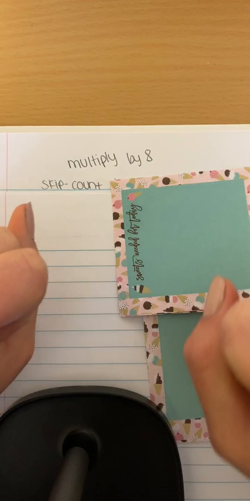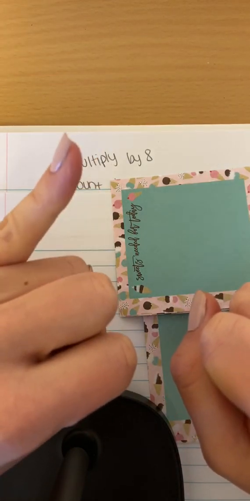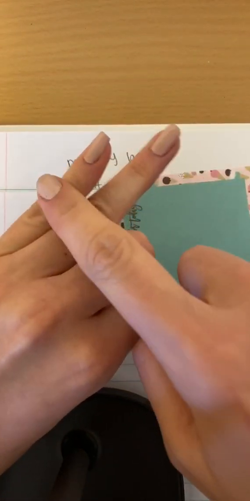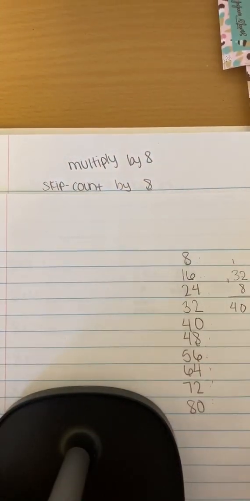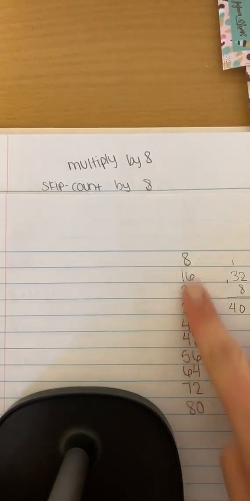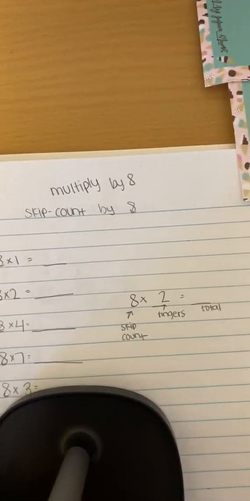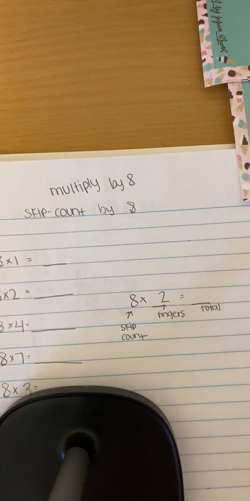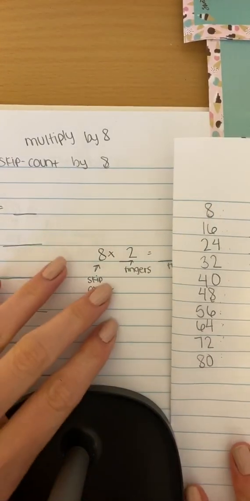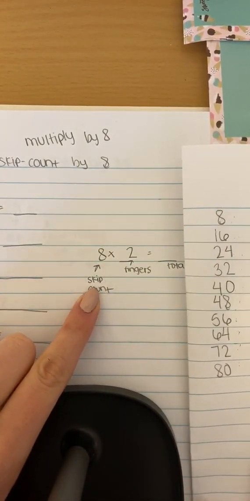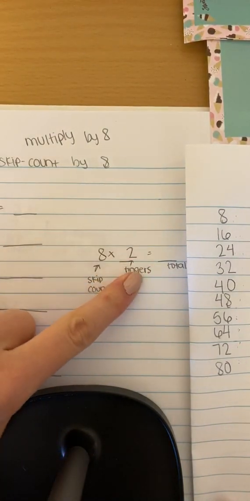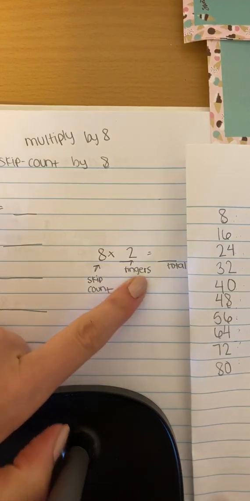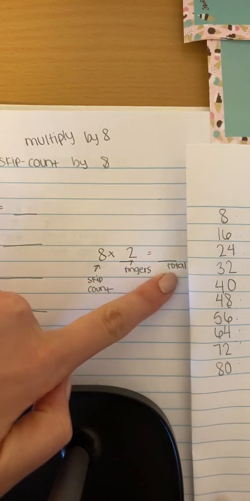So remember, that can help because if we see 8 times 2, we can go 8, 16. I skip counted by my 8s to my second finger. I'm going to keep my skip counts by 8s right over here. So remember, as we're going through 8 times 2, I know that I can skip count by 8s to my second finger. That's what this stands for. When I'm skip counting, how many fingers I skip count to gives me my total.